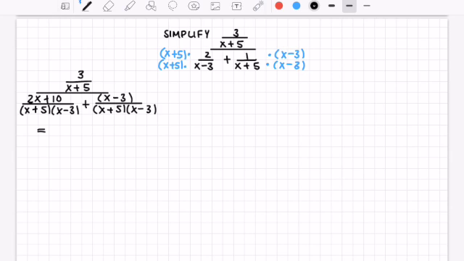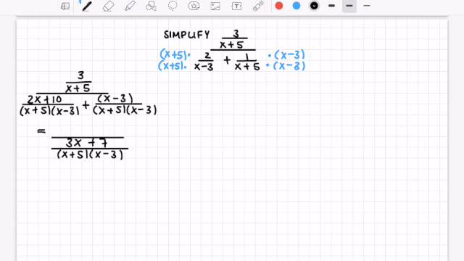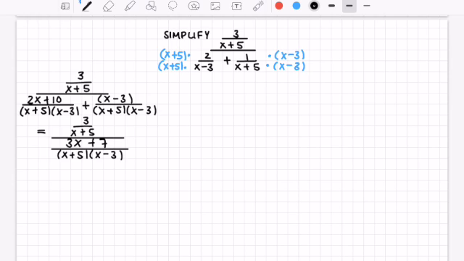And then from here, I'm just simplifying the inside over here. I'm going to combine any like terms that I see. The like terms I see are positive x and positive 2x. 2x plus x just gives me 3x. Positive 10 and negative 3, 10 minus 3, equals 7. On the bottom, I still have my x plus 5 times my x minus 3. On the top is where I have 3 over x plus 5. So now I have my simplified top and bottom.